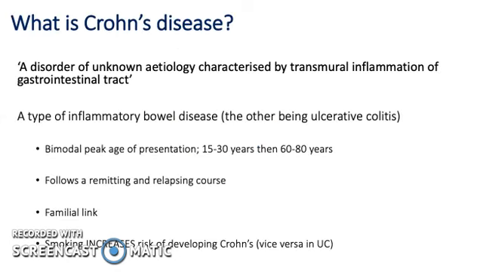What is Crohn's? A disorder of unknown etiology characterized by transmural inflammation of the GI tract. It is a type of IBD. The bimodal peak age of presentation, 15 to 30 years, then 60 to 80. It follows a remitting and relapsing course. It has a family link, and smoking increases the risk of developing Crohn's. However, for ulcerative colitis, it's protective. However, do not advise patients to smoke, as it causes other harmful effects.